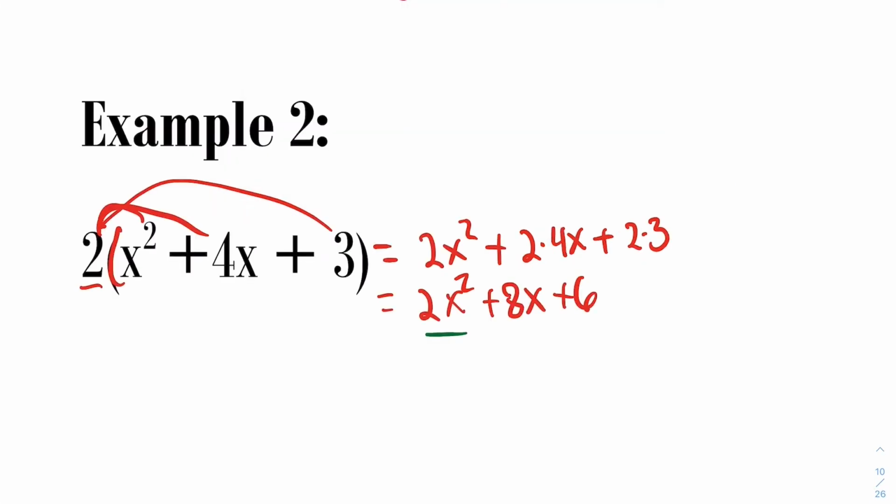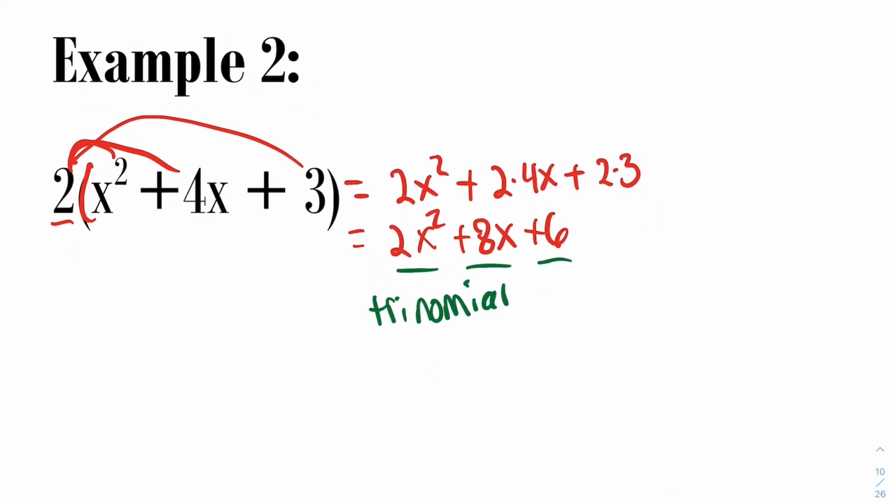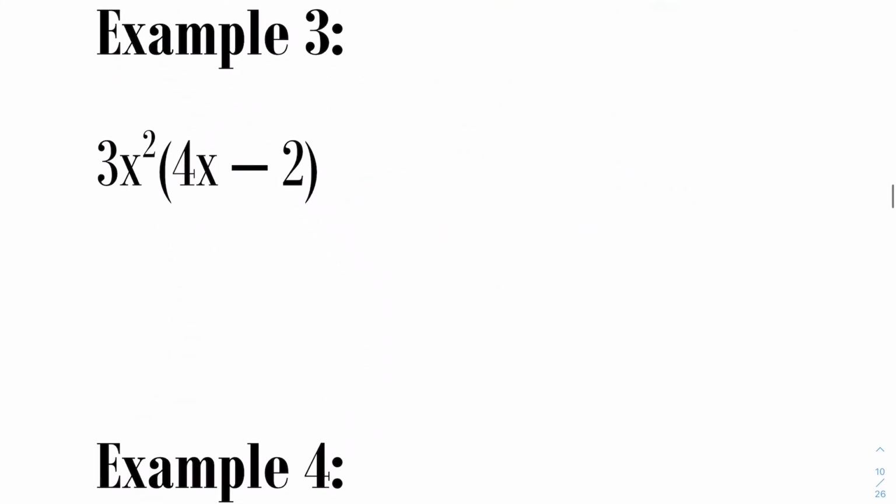This has 3 terms that are unlike terms, so this is called a trinomial. And the highest power is 2, so it's of degree 2. Trinomial with a degree of 2. Let's do another.